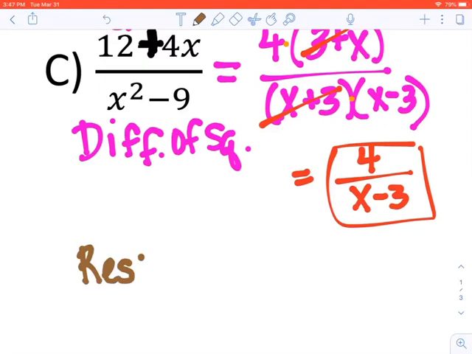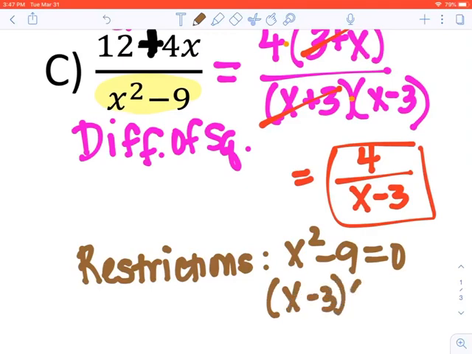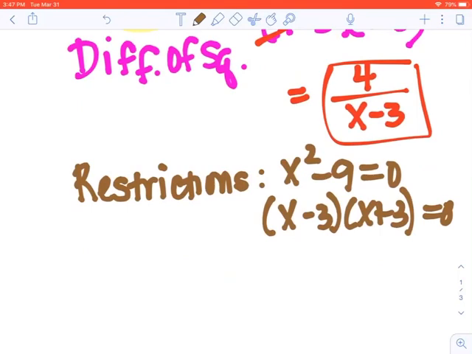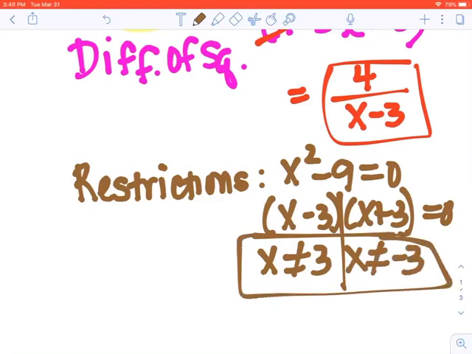You do need to figure out the restrictions. The restrictions are going to be in the original, where x squared minus 9 equals 0. Okay? You have the factors already, x minus 3 and x plus 3. They were found above. And then hopefully you see that x can't be 3, and over here x can't be negative 3. And those are your restrictions.